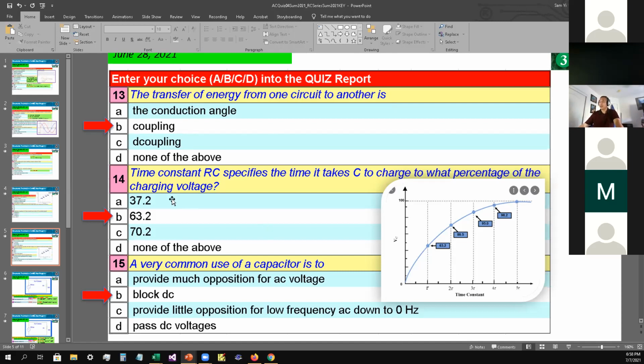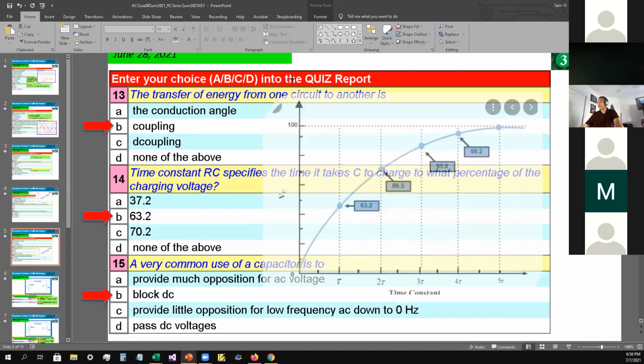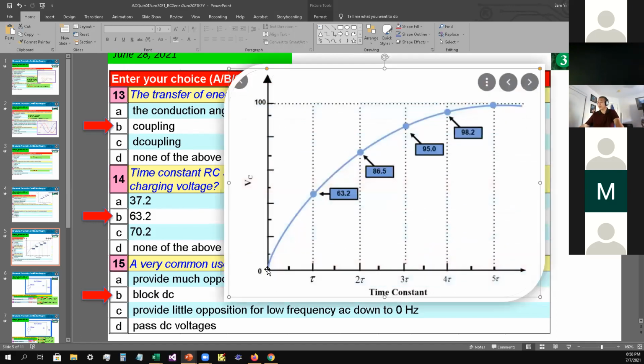Number 14, the time constant RC specifies the time it takes C to charge to what percentage of the charging voltage. They're referring to when it's first charged up. So when you hit the first T, it's going to be 63.2%. So the answer is B as in beta for number 14.